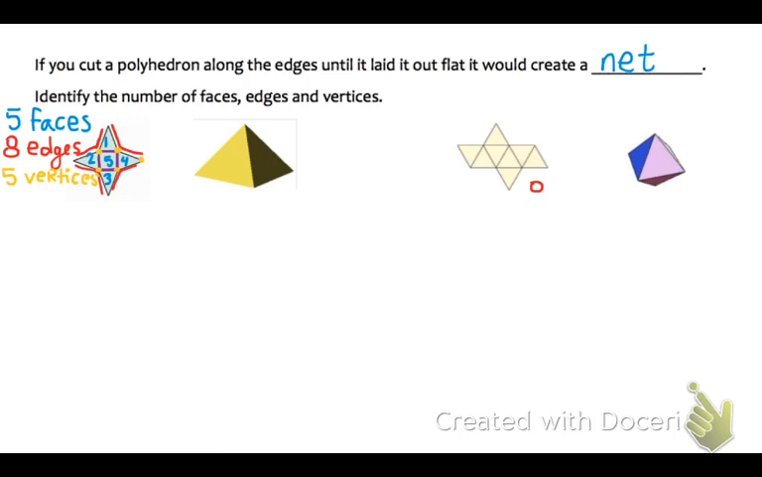What you should have, if you are returning, is 8 faces. So you have 1, 2, 3, 4, 5, 6 in the middle of that net and 2 on top. 12 edges and 6 vertices total.